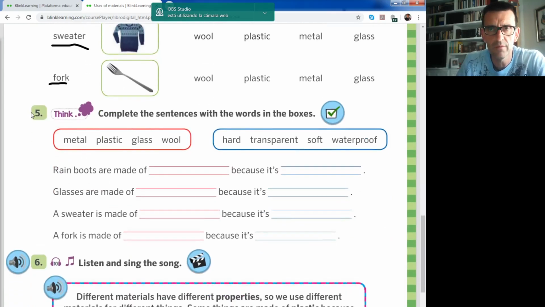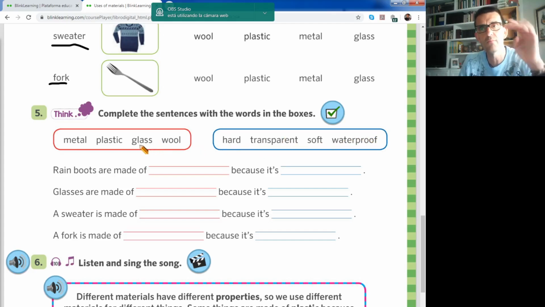We continue with the number 5. Number 5 is think. Piensa. Think. For that reason, here, the bubble. Ahí tienes la burbuja para pensar, ¿eh? Complete the sentences. Completa las frases with the words in the boxes. Con las palabras en las cajas. Can you see? We have here one red box with 4 words inside. Metal, plastic, glass, and wood. And one blue box with 4 words inside. Hard, transparent, soft, and waterproof.